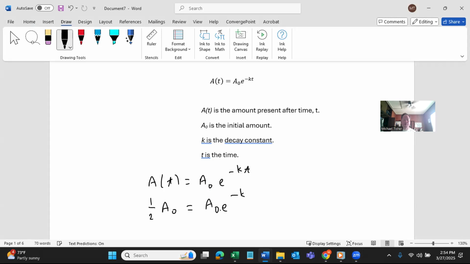Now, we have 1/2 A sub 0 in 5,600 years. So this is the situation when t is equal to 5,600. So let's go ahead and put that in for t. So now we have 1/2 A sub 0 equals A sub 0 e to the negative k times 5,600.